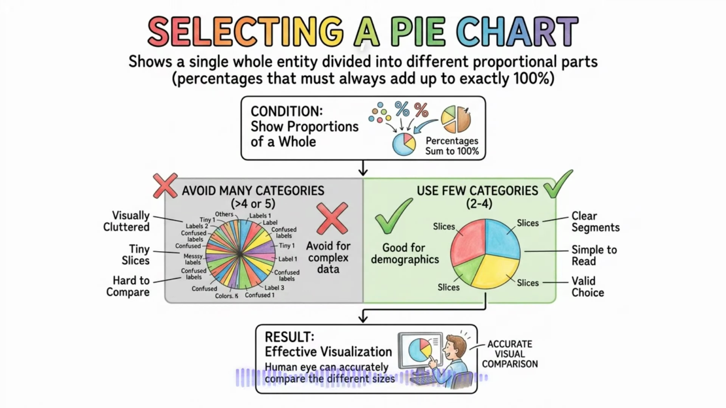While pie charts are very popular for showing simple things like patient demographics, analysts generally try to avoid them if there are more than 4 or 5 categories. When a pie chart has too many tiny slices, it becomes visually cluttered and nearly impossible for the human eye to accurately compare the different sizes.